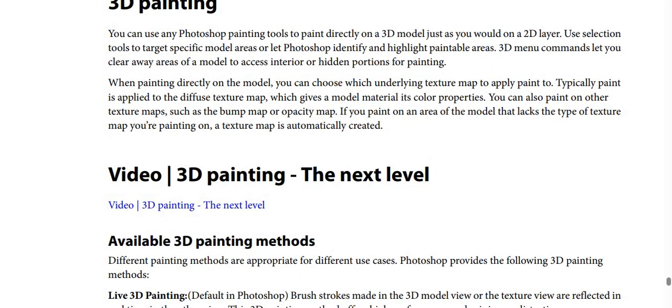When painting directly on the model, you can choose which underlying texture map to apply paint to. Typically, paint is applied to the diffuse texture map, which gives a model's materials their color properties. You can also paint on other texture maps, such as the bump map or opacity map. If you paint on an area of the model that lacks the type of texture map you are painting on, a texture map is automatically created.